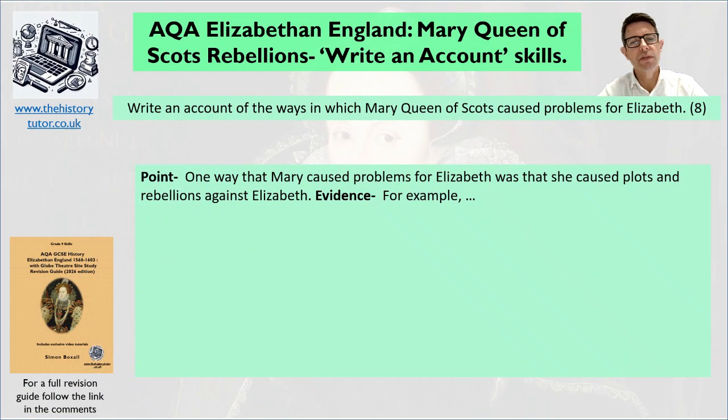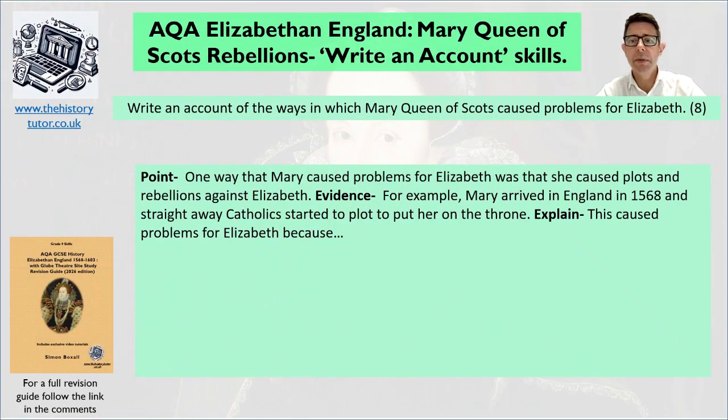Okay, so I've gone for plots and rebellions, and I've said that one way that Mary caused problems to Elizabeth was that she caused plots and rebellions against Elizabeth. Now, we need some evidence then, so we can just simply list some of these plots and rebellions, perhaps. For example, give an idea. I'm probably going to talk about the Northern Rebellion a little bit, so we can start off with that one if you want to follow what I'm doing.